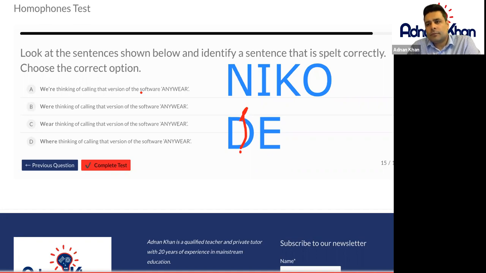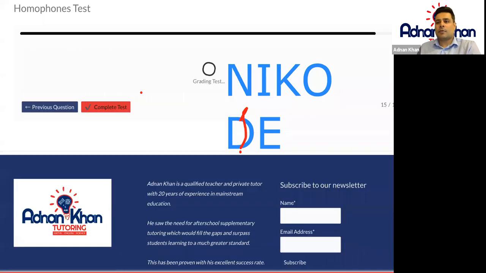Yeah, I think it's A. And why do you think it's A? Because "we're" is the shorter version for "we are", and it says "we are thinking of calling the version anywhere", and that makes the most sense. Yeah, that makes sense to me. So we're pronouncing the first word as "we're thinking of calling that version of the software anywhere". The same thing applies to A, B, C, D. The only thing is that we're trying to find the correct homophone in this case. And A is most certainly correct. Well done.